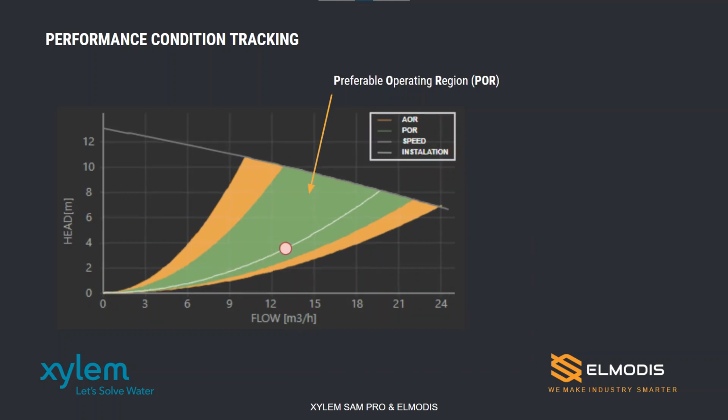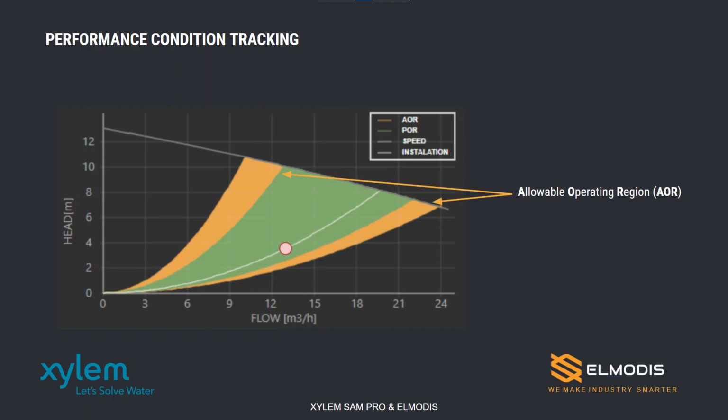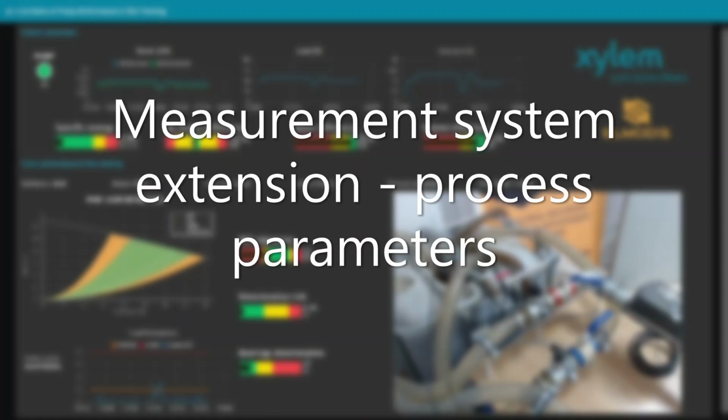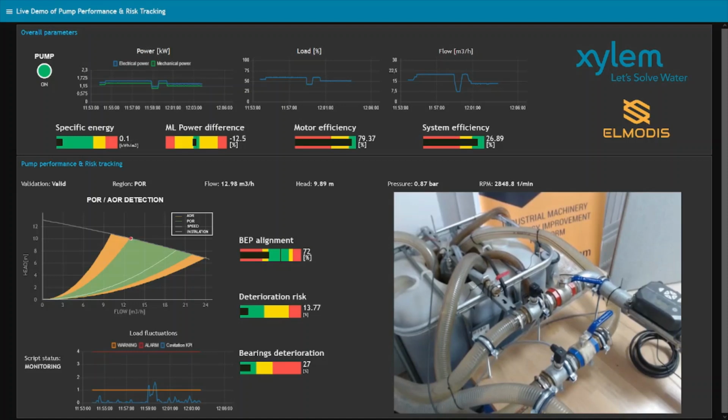Close to the best performance curve is defined as preferable operating region, then we define the allowable operating region, and anything outside of this curve is bad pump behavior and food for optimization. Again, we are showing you the edge visualization, but different from the one we use for failure detection, because here you can see the system curve and data plots in real time.